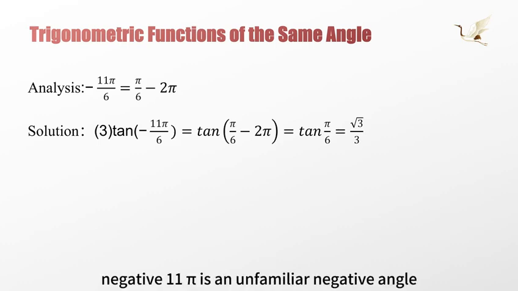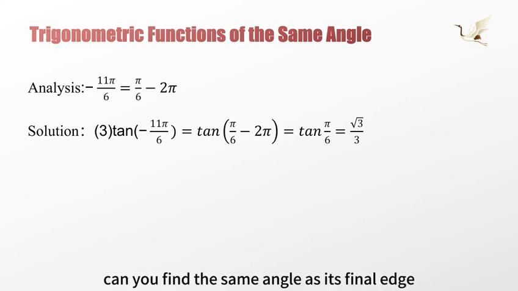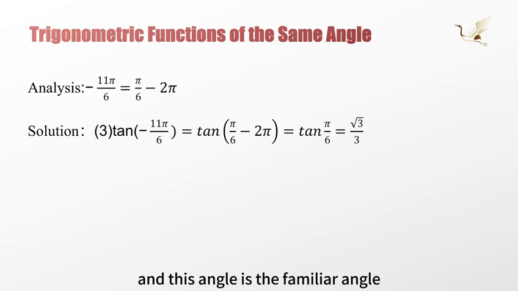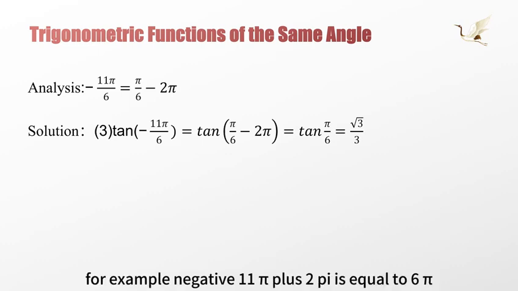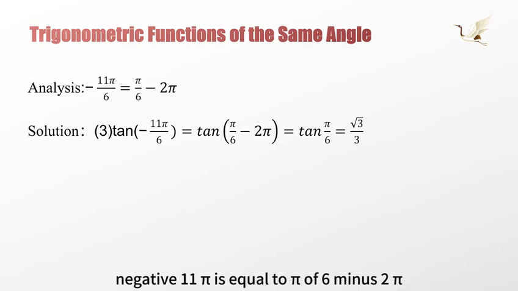Negative 11π/6 is an unfamiliar negative angle. Can you find the angle with the same terminal edge that is the familiar angle between 0 and 2π? We can add an integer multiple of 2π to negative 11π/6. For example, negative 11π/6 plus 2π is equal to π/6. Negative 11π/6 is equal to π/6 minus 2π.